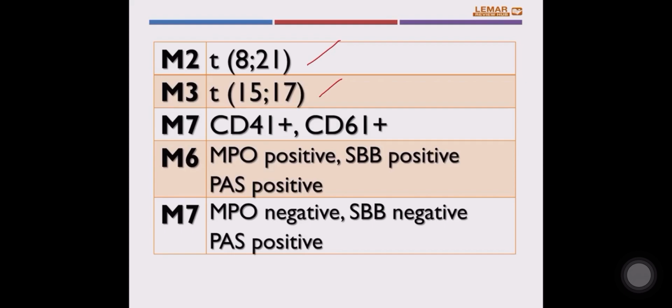Type of leukemia wherein yung mga blasts are positive for CD41, CD61, or CD42B: M7. Remember, CD41, CD42B, and CD61 are markers for the megakaryocytic cell.